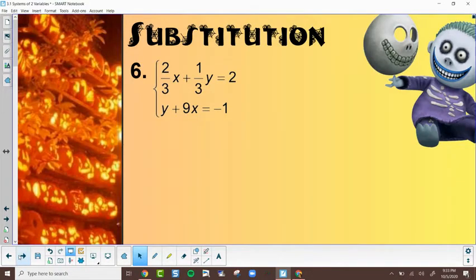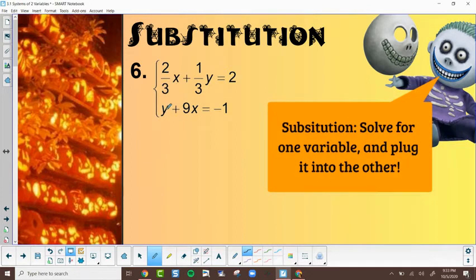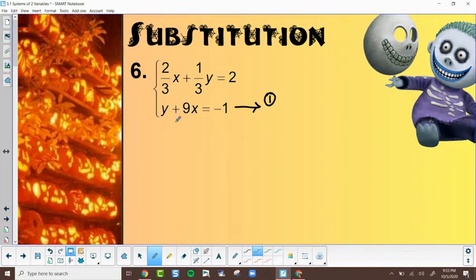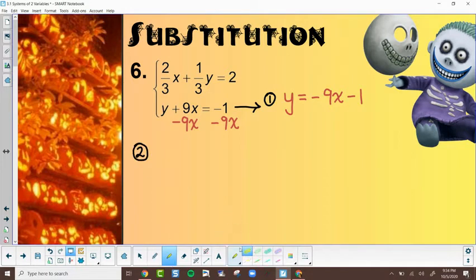So let's take a look at how we can do other ones algebraically, like substitution. So with substitution, you usually want to pick one of the equations to solve for. So this one, it looks like y is almost by itself. So first things first, I'm going to do a little bit of solving, and I'm going to subtract this 9x from both sides. So I'm going to move this over to both sides. So now I have something that says y equals -9x minus 1.